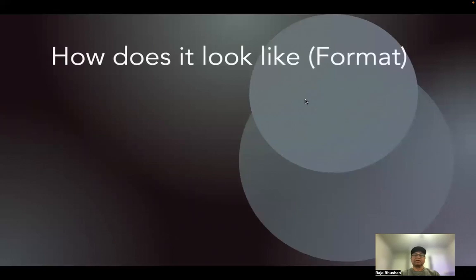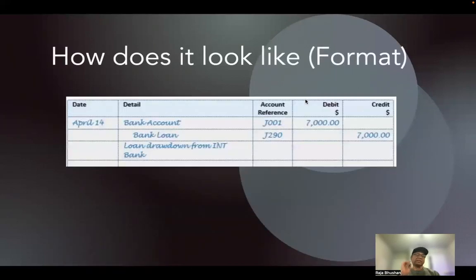To give you an insight into what it looks like, you can see here there is the date. That date is April 14. That means the business has recorded a financial transaction that happened on April 14th. Here you see there is date, detail, and account reference, debit and credit. Detail means the title of the account.